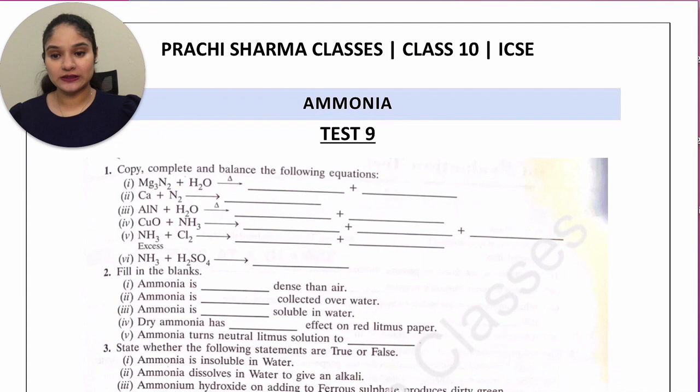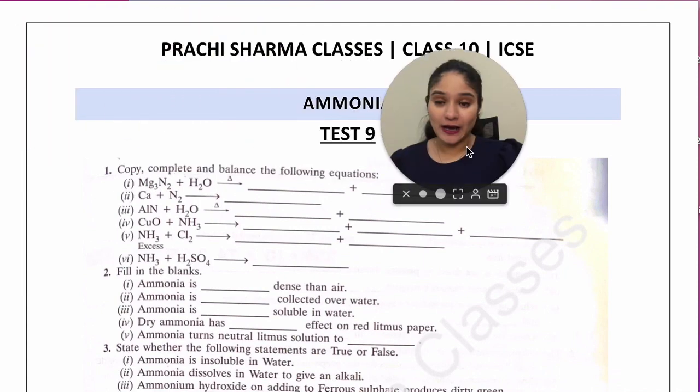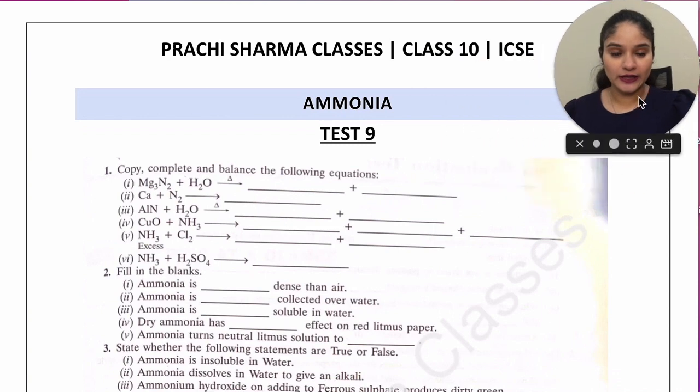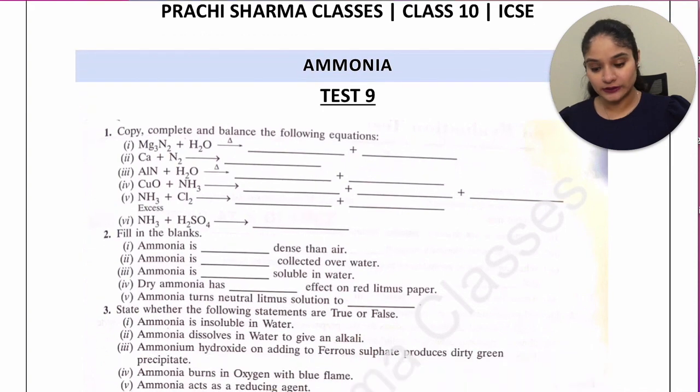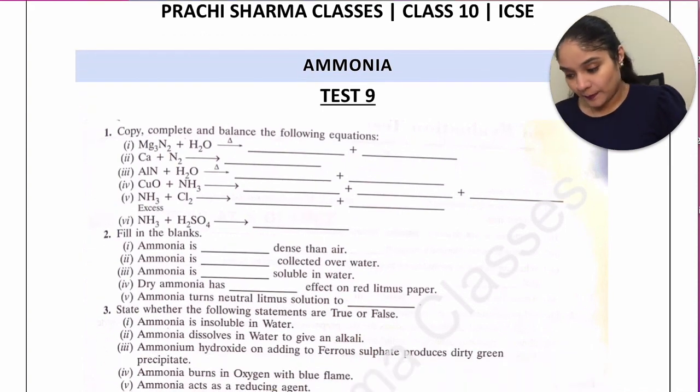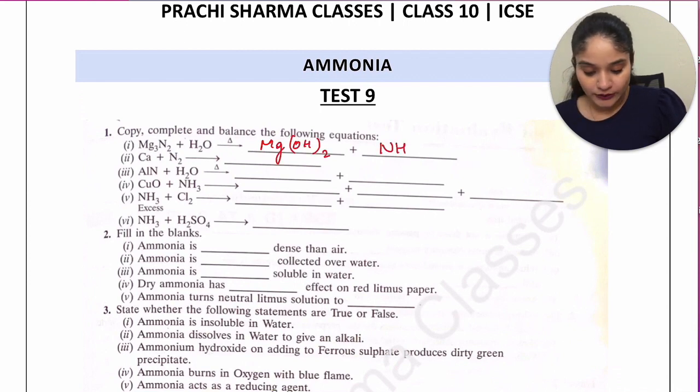So the first question says copy, complete and balance the following equation. Let me move this on this side so that you can clearly see. Okay. Now let's look at this. So the first equation is Mg3N2 plus water gives Mg(OH)2 whole twice plus ammonia. Then Ca plus N2 will give you Ca3N2. Let's just see 3 and yes, that's correct.